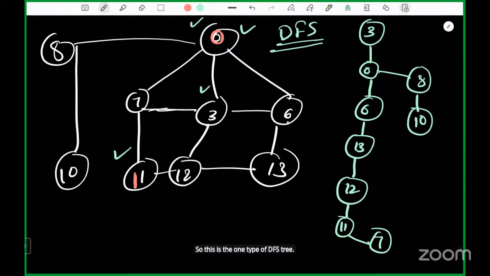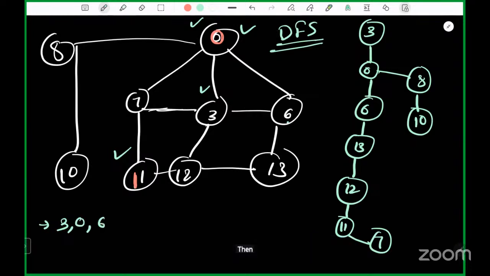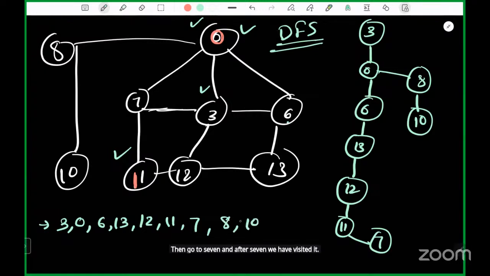That's how we can compute DFS. Now here also you can order the vertices. That means you can write the order of vertices in which you have scanned your DFS. So first we started with 3, then went to 0, then 6, then 13, then 12, then 11, then 7, and after 7 we visited 8, and after 8 we visited 10. So this is the order of visited vertices. Is that okay? Clear? Any doubt?